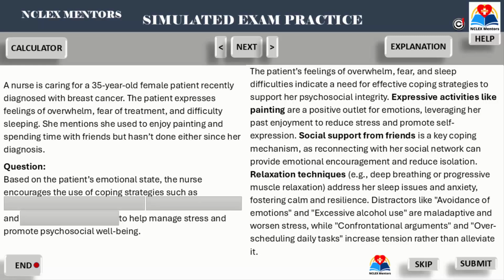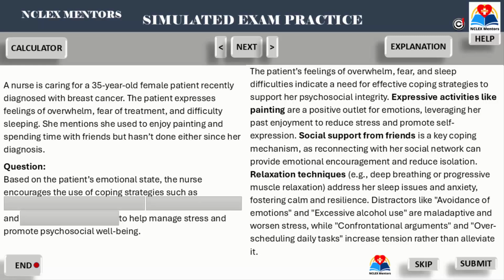Confrontational arguments. Engaging in confrontational arguments would increase tension and emotional distress, making it harder to manage stress effectively. Arguments could harm relationships, which are essential for social support. Overscheduling daily tasks. While keeping busy can sometimes be helpful, overscheduling can lead to increased stress, exhaustion, and further emotional strain. It's important to maintain a balance and avoid overburdening oneself.